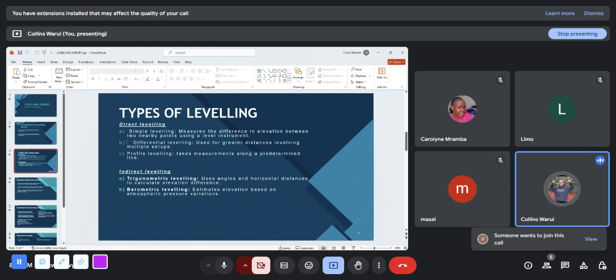The other type of leveling is indirect leveling, which is categorized into two. One, trigonometric leveling, uses angles and horizontal distances to calculate elevation difference, and another one is barometric leveling, which estimates elevation based on atmospheric pressure variations. If anyone has a question, you can ask as we continue. Meanwhile, you can think of a scenario where you might use differential leveling instead of simple leveling.